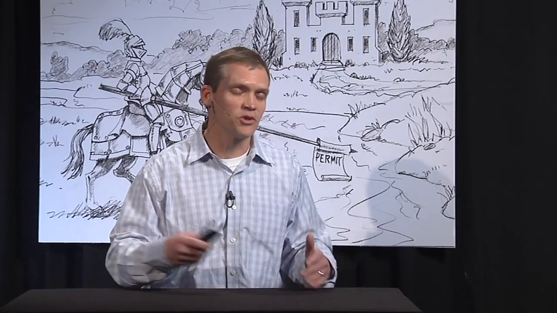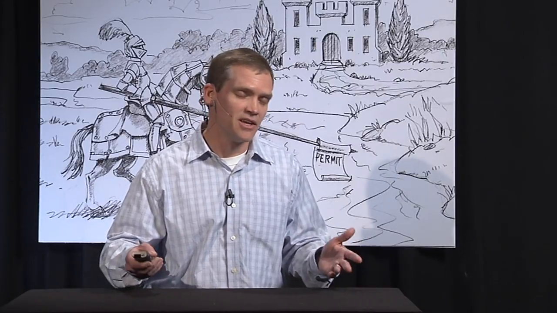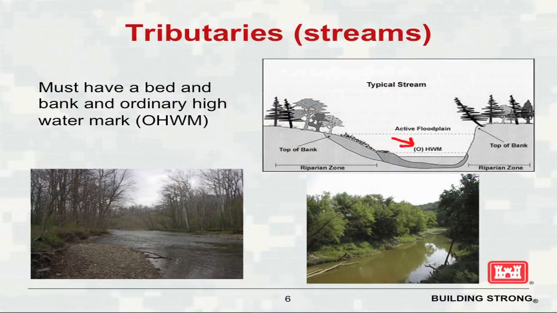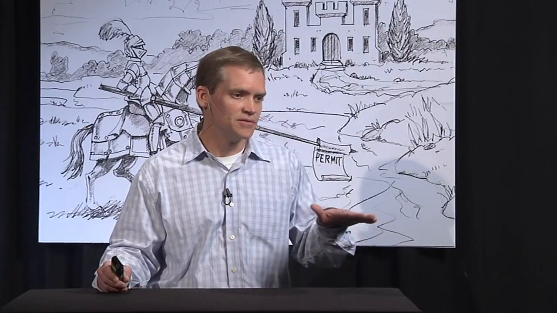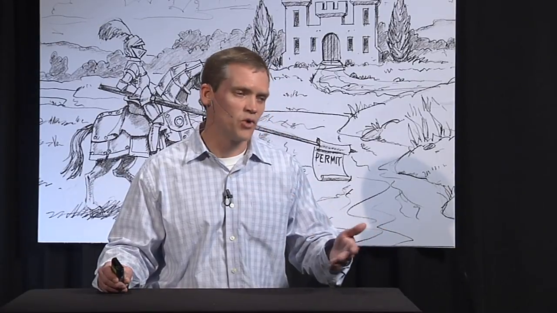The point I'm trying to make is that for streams, people have different terms and different ideas of what a stream is. For the Corps, a stream has to have two things. It has to have an ordinary high water mark and it has to have a bed and bank. Everybody pretty much understands what a bed and bank is. The ordinary high water mark is a little harder to discern and explain, but the way I always try to explain it to an applicant is that it's a natural line impressed on the bank where you have the destruction of terrestrial vegetation, shelving, sediment deposits, rack lines, things like that.